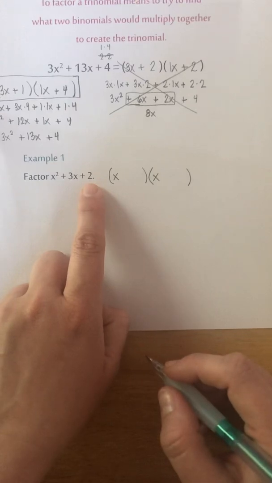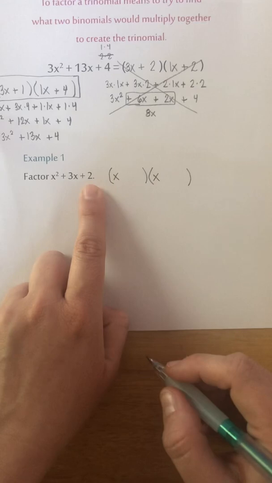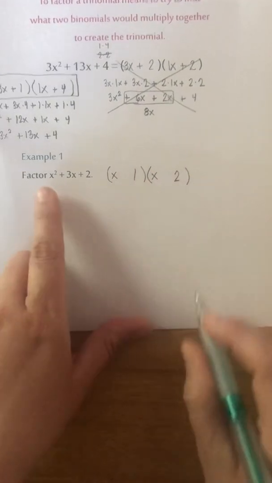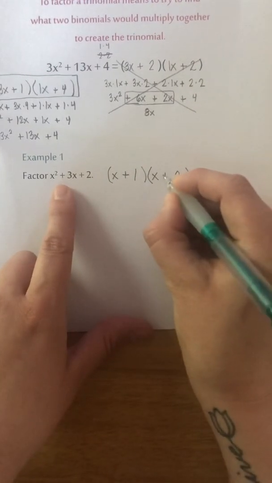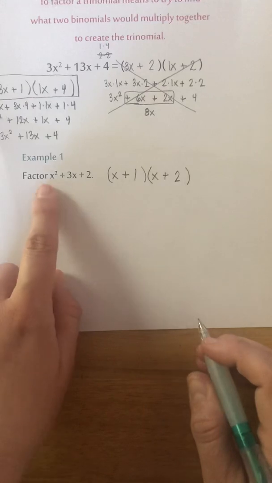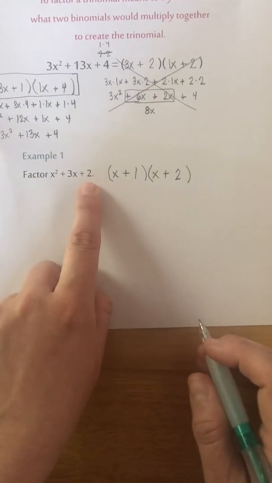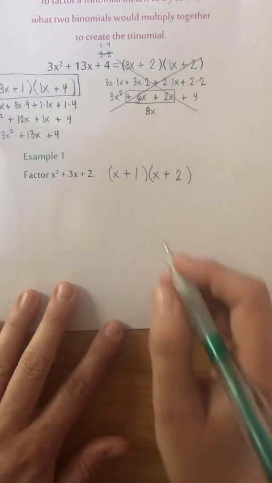Then at the end, we have a 2. How can you get 2? Well, there's only one way to get 2, and that's to multiply 1 times 2. And here we have nothing but plus signs, so we're going to have plus signs. So we're going to FOIL this out to check it, but because we only had one option for the first term, and because we only had one option for the last term, that tells me this is probably going to be right. So let's try it out.